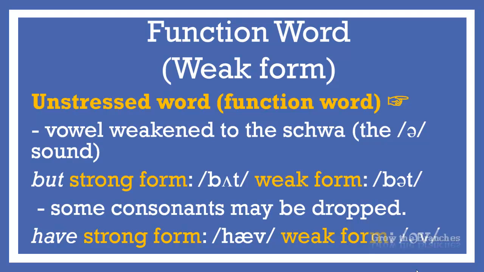For example, take the conjunction word but. It has two forms of pronunciation. One is strong, but the other one is weak. The vowel has changed into a schwa. And two, some consonants may also be dropped. For example, have is pronounced have in its strong form and av in its weak form when unstressed.